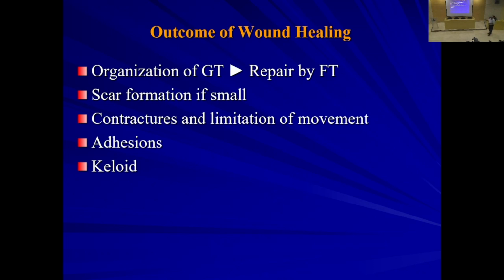It's a scar if it is small, but if it is big and there is too much fibrous tissue produced, that means too much collagen, then it can be big enough. We call it keloid. It can lead to contracture. I have a picture, I will show it to you. And if the wound is internal, say in the abdomen, for example, there will be adhesions between the loops of the gut or anything else in between.